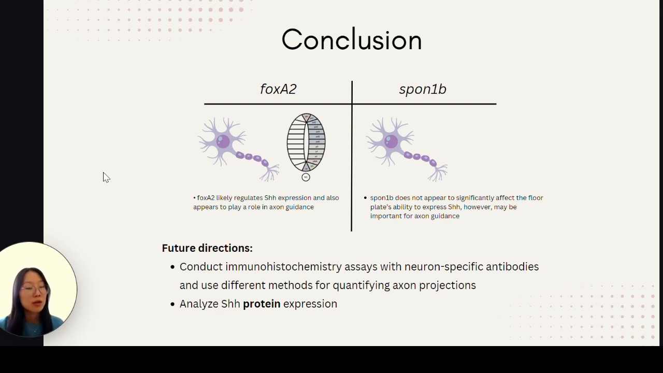It looks like spondin1b plays less of a role in that sonic hedgehog gradient, while foxA2 plays a more prominent role. For future directions, I would conduct those antibody staining tests again, but maybe with more neuron-specific antibodies, because the antibody that I used was more generally for a structure found in axons, but it could also have stained other cellular structures. Another future direction would be to analyze the protein expression instead of just the mRNA expression. These findings will ultimately help to inform future therapies and research on embryonic spinal cord malformations and conditions.